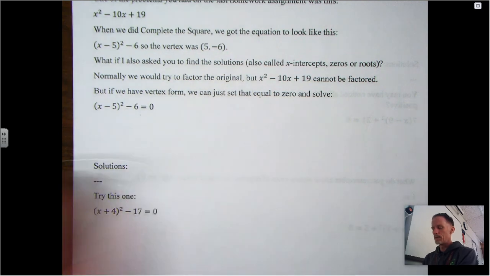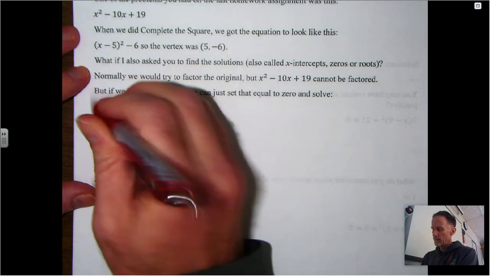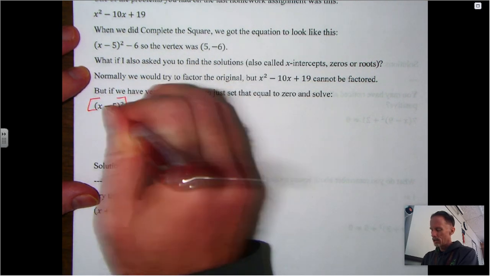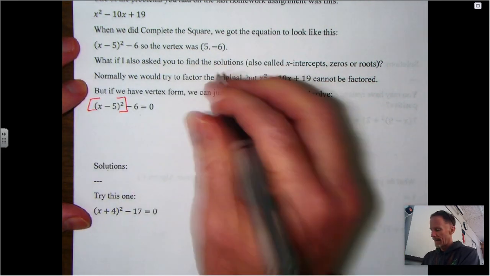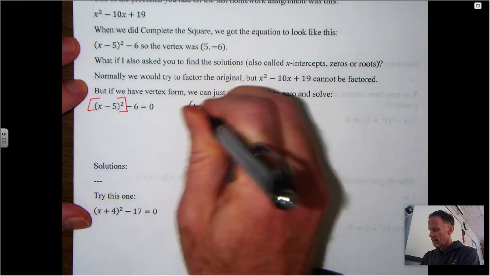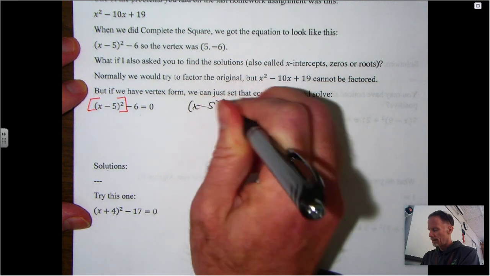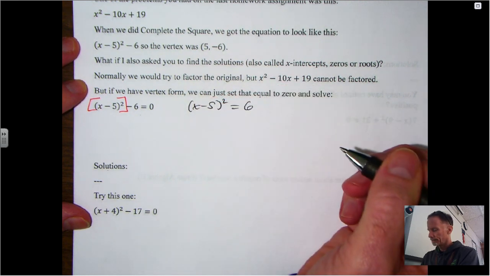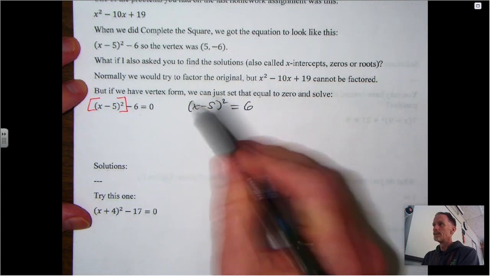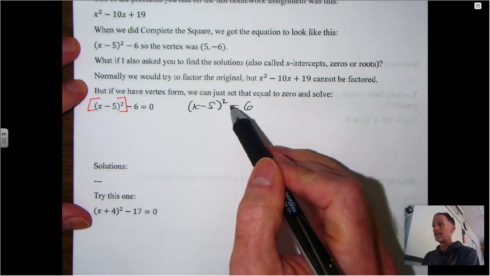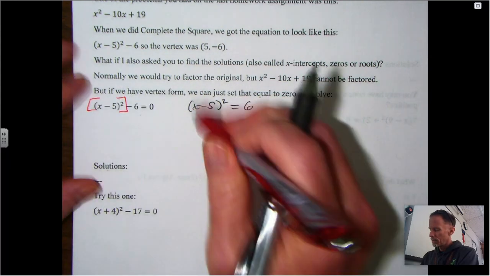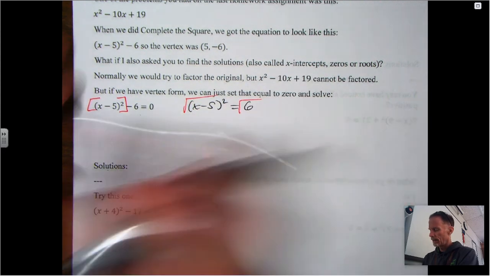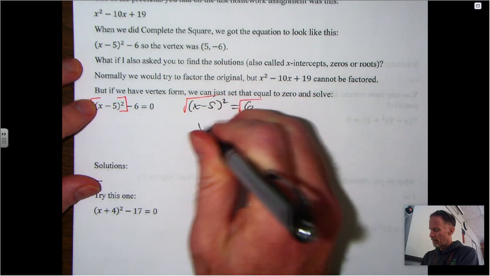And remember, what we do every single time right off the bat, we need to isolate the squared term before we get rid of that. So the first thing we've got to do is add 6 to both sides. So we get x minus 5 squared equals positive 6. And then we can undo the square part of that by taking the square root of both sides. So we'll do the square root here and the square root there. So that just becomes x minus 5.